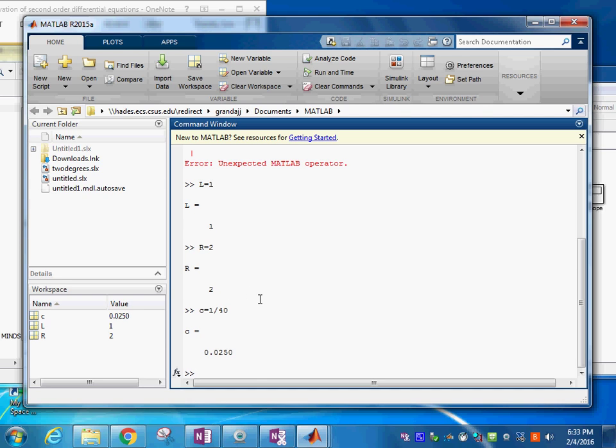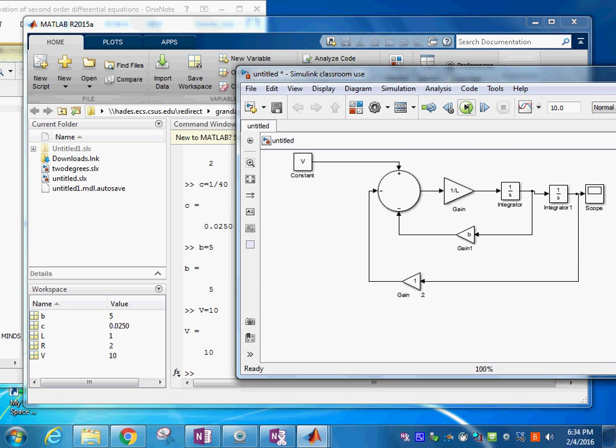And B. Okay, and then B. B is going to be a 5. But it's not that. It's the voltage. So B. Oh, the voltage also we need. The voltage equals 10, let's say. With all these values in, we can go in here and then run the simulation.